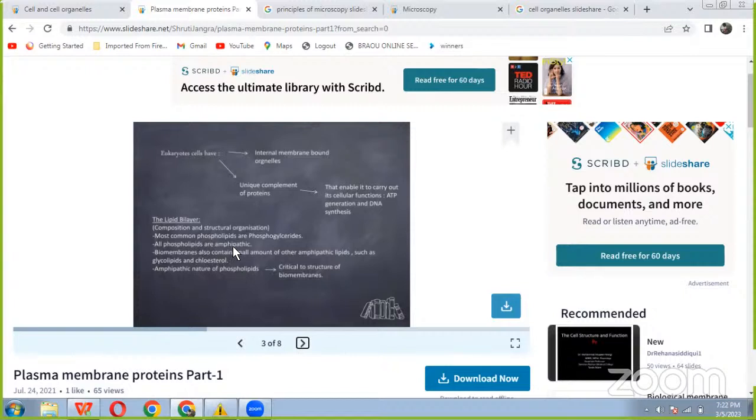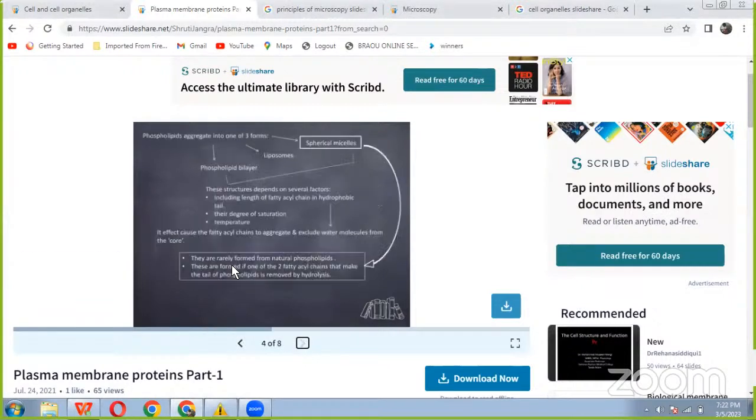The most common phospholipids are the phosphoglycerides. All phospholipids are amphipathic, especially phospholipids are amphipathic. Both sides, the phosphorus side, contain the amphipathic condition. The next one is that bilayers also contain a small amount of other amphipathic lipids, such as glycolipids and cholesterol. What is the amphipathic nature of the phospholipids? The critical structure of the bilayers.